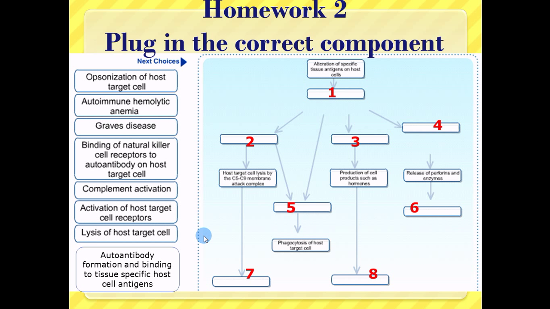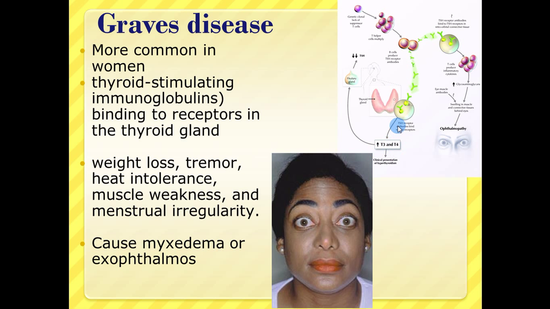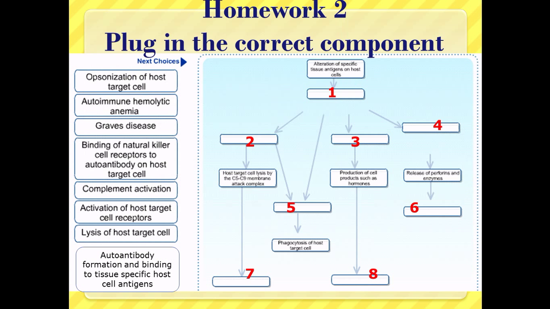Right, so the second homework question is you're just going to plug in the correct parts here. I've labeled each of these 1, 2, 3, 4, 5, 6, 7, 8. All you're going to do is take these phrases and plug them in the correct order. So you can see here, alteration of specific tissue antigens on the host. So in something like this, something's changed. Maybe they were exposed to some kind of virus or some kind of bacteria that looked a lot like a thyroid receptor. Something changed this antibody, and now it binds to this specific tissue. What's it going to do from there? So take all those pieces and plug them in. What different responses is it going to have? And then what would be the final outcomes in this situation? The situation I gave you is Graves' disease.